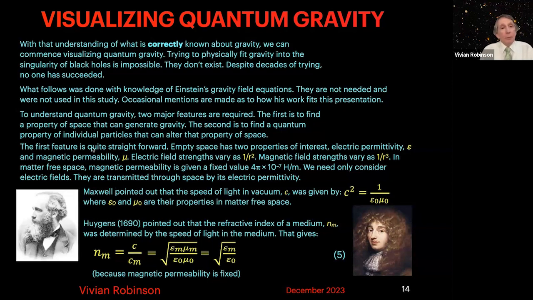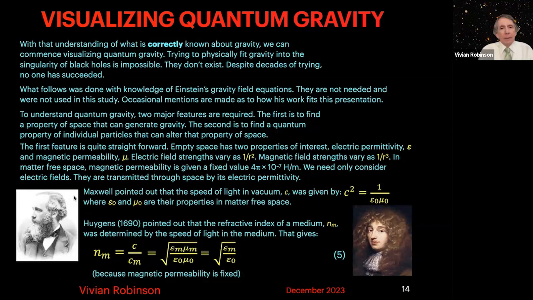Well, the first feature is quite straightforward. Empty space has two properties of interest: electric permittivity, denoted epsilon, and magnetic permeability, denoted mu. Electric field strengths vary as 1 over r squared. Magnetic field strength varies as 1 over r cubed. In matter-free space, magnetic permeability is given a fixed value, 4 pi times 10 to the minus 7 henries per meter. With that, we need only consider electric fields. They are transmitted through space by its electric permittivity.